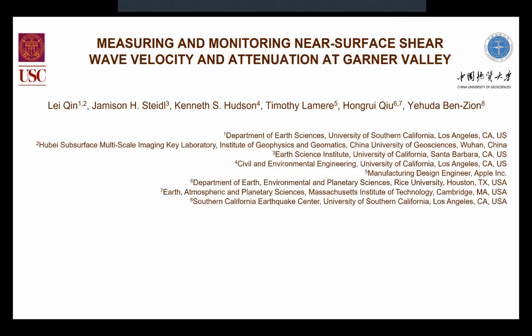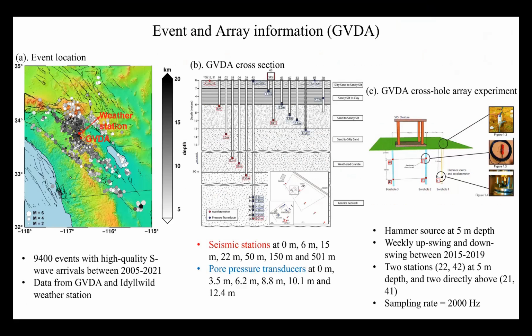I will present monitoring results of near-surface materials at the Garner Valley in Southern California. Here shows event and array information. A presents all the analyzed events from 2005 to 2021 recorded at the Garner Valley downhole array, which is shown as the red triangle here. We will also retrieve precipitation and temperature data from the Idlewild weather station, shown as the red square here.